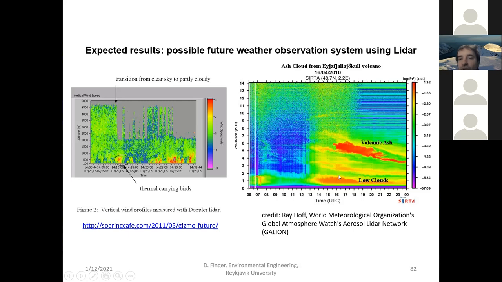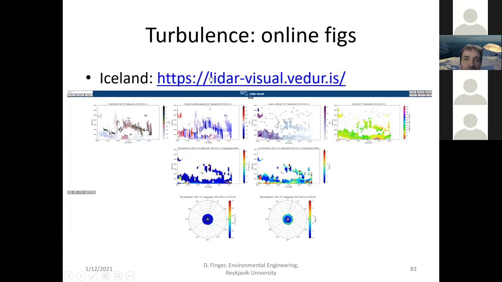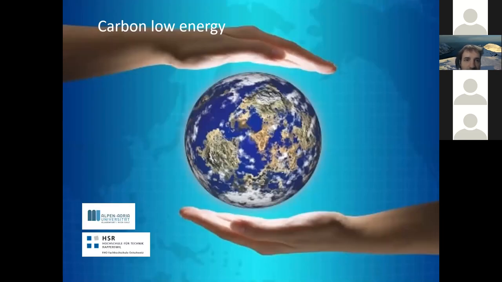We can also look at the backscatter from the LIDAR system and assess the concentration of volcanic ash in the atmosphere around Keflavik Airport, and provide additional information to the pilots approaching Keflavik Airport regarding the status of the atmosphere. These are the preliminary results of Yang Shu's PhD project. They are available online. You might access them and take a look at the current turbulences at Keflavik Airport or the current particle concentration around Keflavik Airport by visiting lidar.vedor.is.